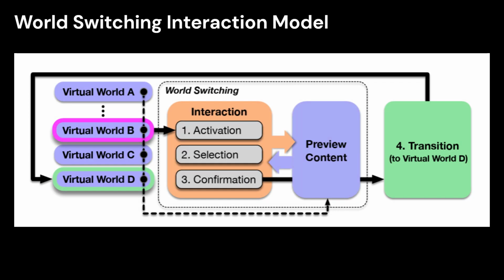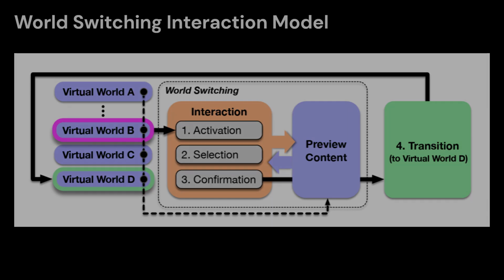To break down the steps involved in world switching and guide our creation of interfaces, we introduce this interaction model. The user begins in virtual world B, highlighted in magenta, and initiates the switching process. World switching proceeds through an interaction sequence with 3 steps: activation of the switching interface, selection of a target world from the available options, and confirmation of that choice. During these steps, the system may provide preview content to help the user evaluate the destination. Once confirmed, the user begins the transition to the selected world target, in this example, Virtual World D.